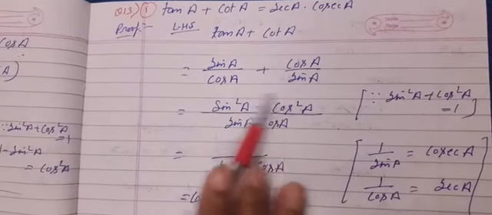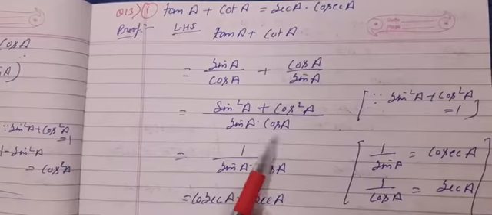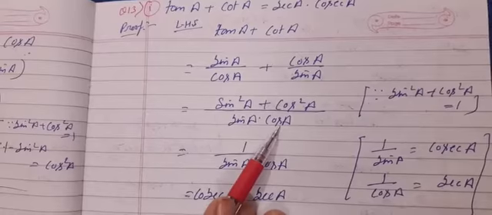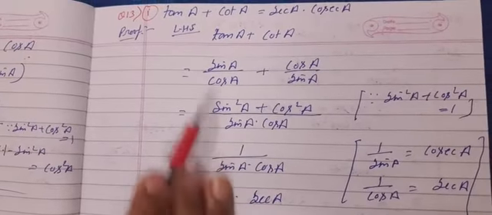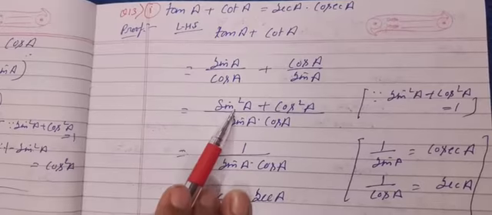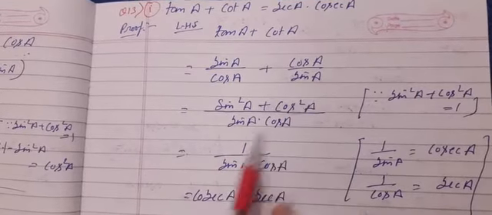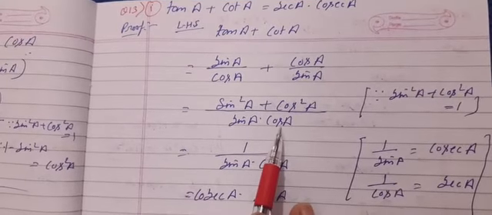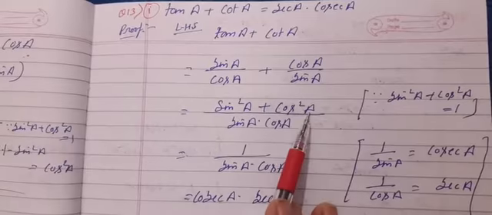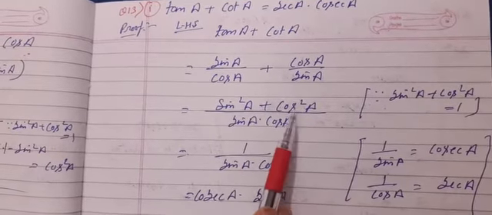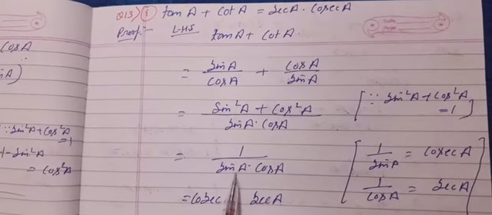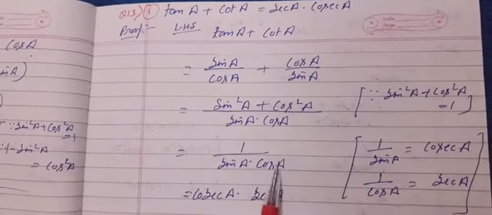Now the LCM of these two denominators, cos a and sin a, is sin a cos a. And when you divide sin a cos a by cos a, cos a cancelled, so only sin a will be left. Then you will multiply that sin a with sin a, that is sin square a. Similarly you will divide the LCM by this denominator, sin a cancelled, only cos a will be left, and cos a into cos a is cos square a. And we know that sin square a plus cos square a is 1, so 1 by sin a into cos a. Now 1 by sin a means what? Cosec a, and 1 by cos a is sec a, and that is our RHS, so it is proved.